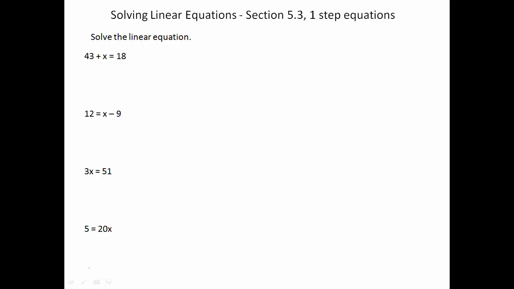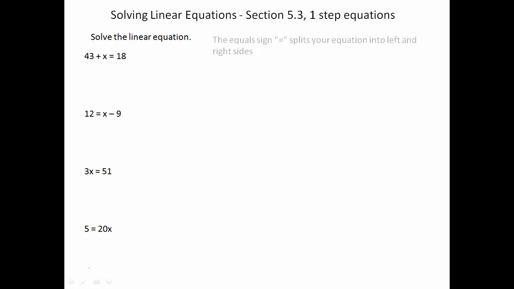So what you're going to want to practice with this section is showing your work clearly and making sure that you take each step one step at a time. Let's go ahead and take a look at the equations here and make sure that we understand the steps for solving them. So solve the linear equation, taking a look at this first one up here. 43 plus x equals 18.